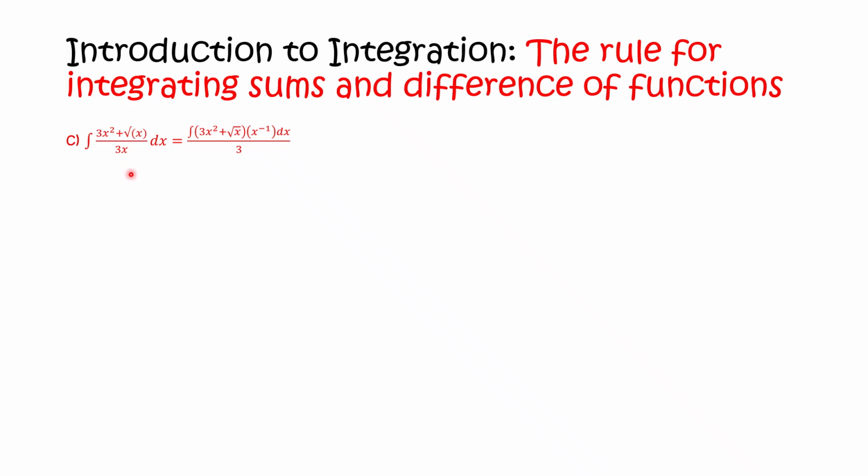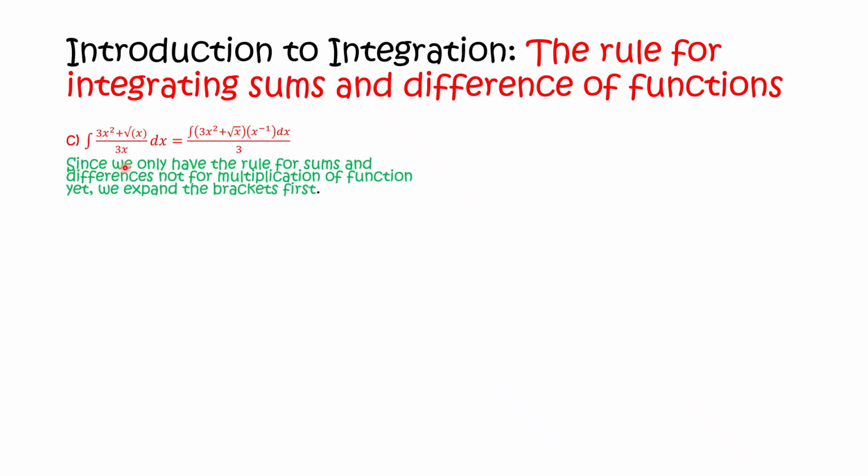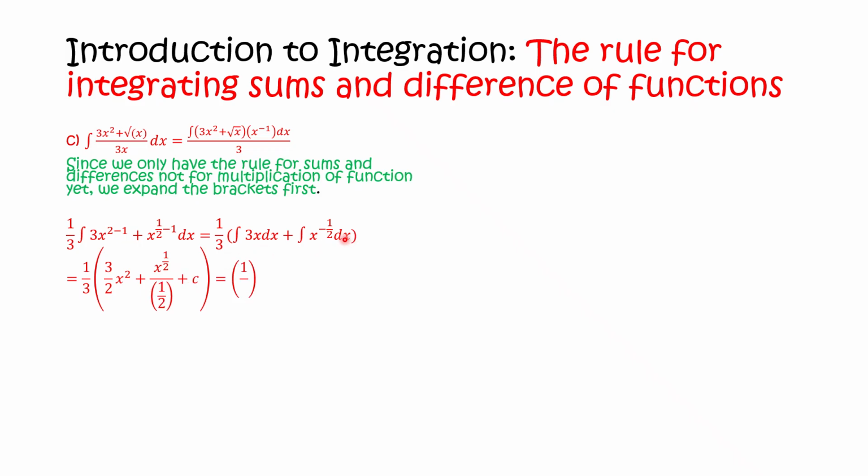So moving on to C, we are going to multiply, expand the brackets once again, but remember from the laws of indices, if we have 1 over x, that's equivalent to having x to the power minus 1. Now, if we consider that and we expand our bracket, we are going to have 3x to the power 2 minus 1 plus x to the power half minus 1 dx.